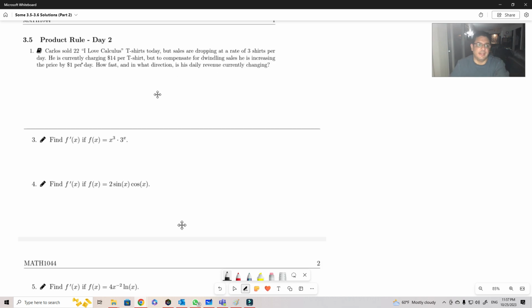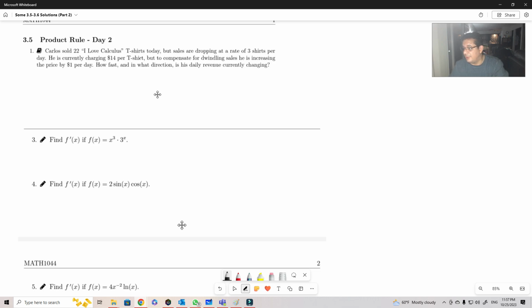So in here we have that Carlos says 22 I love calculus t-shirts today, but sales are dropping at the rate of 3 shirts per day. So what this is saying is we have a function that is in terms of shirts per time, which is days. And notice that the rate of change is also shirts per day.